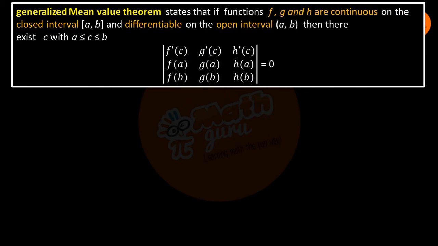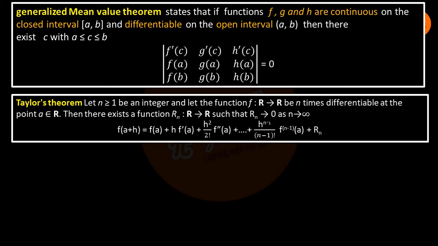This is the generalized mean value theorem. Nothing much, it is three functions. The conditions are all similar, and this is a determinant of a matrix equal to 0.